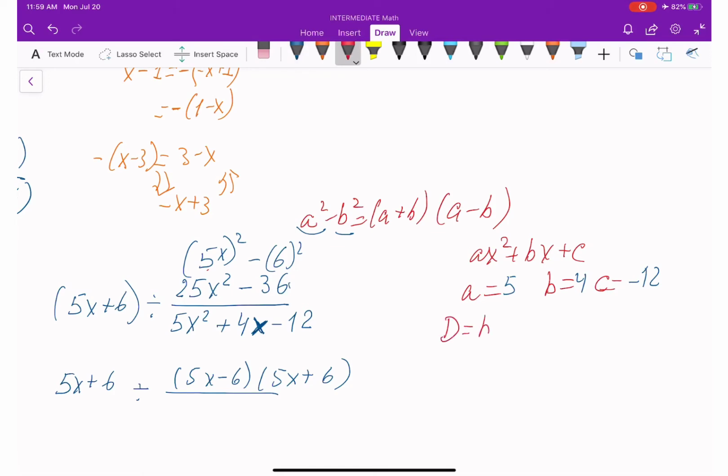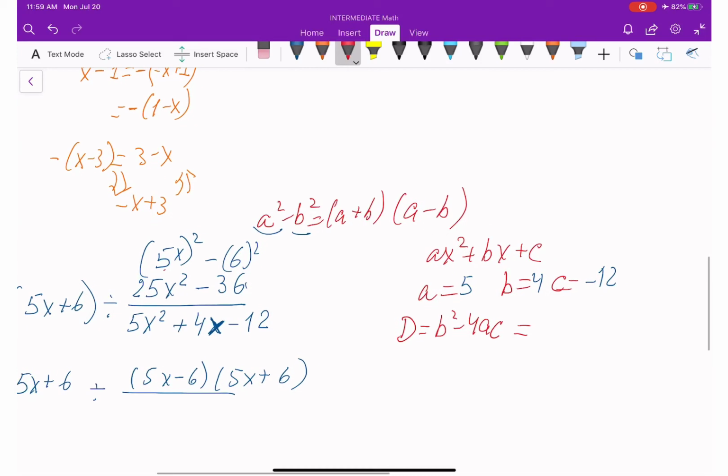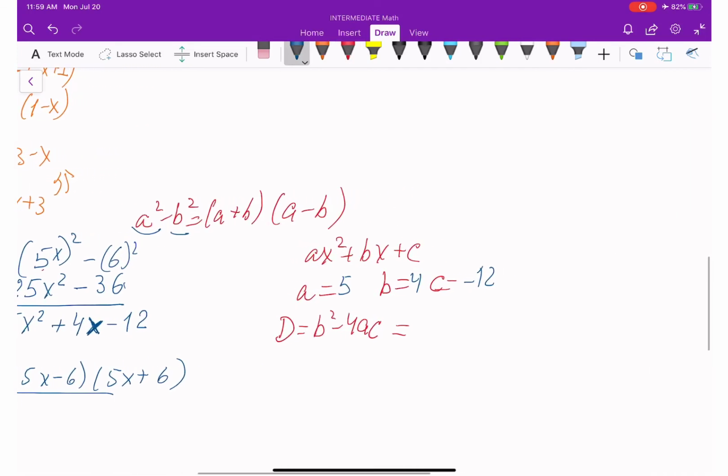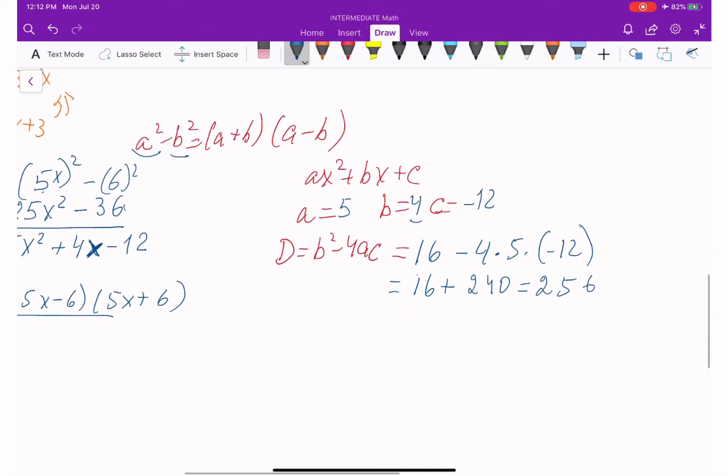Okay, so we need to find our discriminant first. Discriminant is equal to b squared minus 4ac, and that is equal to b squared, which is 16, 4 squared, minus 4 times a is 5, c is negative 12. So that will be equal to 16 plus 240. So it will be 256. Okay? All right, now we need to find the x1 and x2.